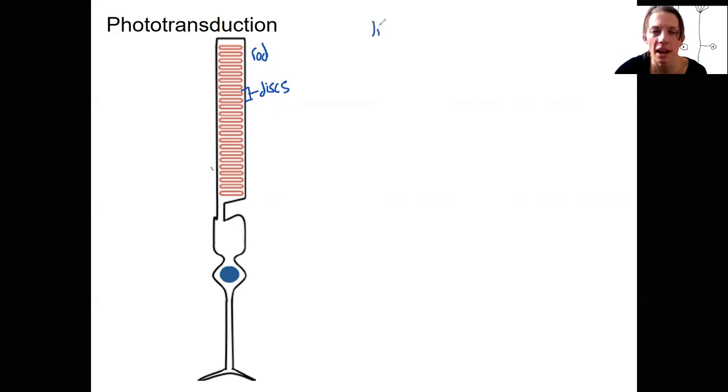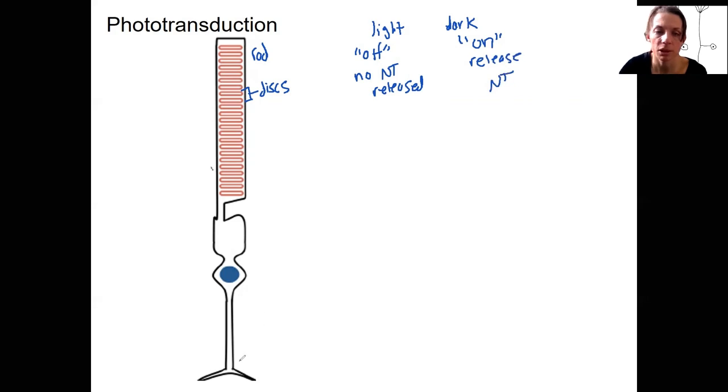Before that, I want to tell you what's happening to these photoreceptors in light versus dark. So in the light, these photoreceptors are turned off, in quotes. They are not releasing anything. No neurotransmitter released. In the dark, they are tonically releasing neurotransmitter. It is being released from this synaptic terminal right here.